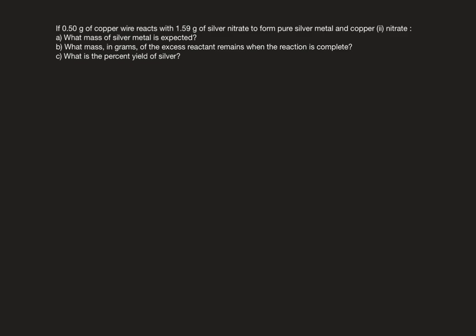So our first step is to write the balanced chemical equation. So we have copper wire, which is solid, reacting with silver nitrate, which is aqueous, to form copper nitrate, which is aqueous, and silver metal.